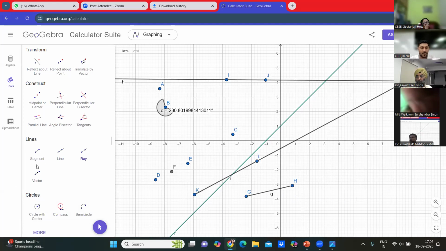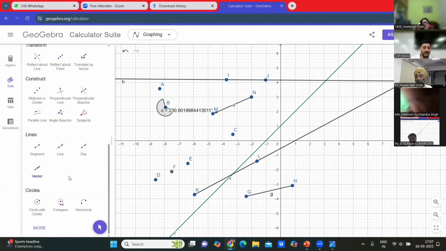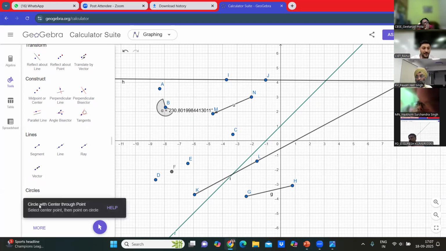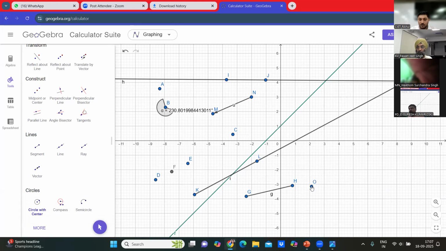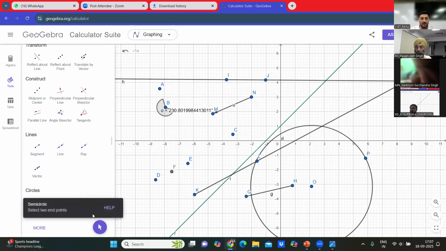This is a ray. If we want a vector, select a start point, then an end point. And we got a vector. If we want to make a circle with a center through points, select the center point. Then we got a circle. If we want a semicircle, click on semicircle.